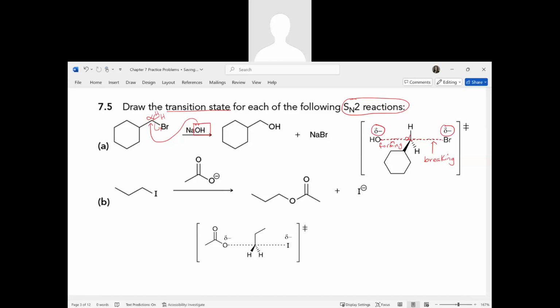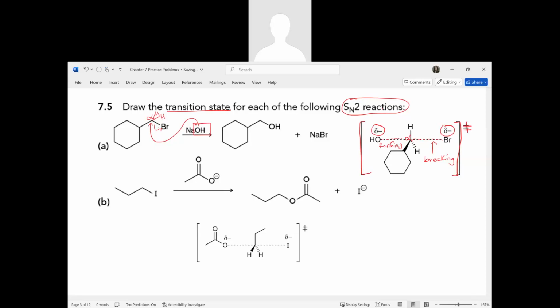And the only other thing that we failed to mention so far is that we have brackets around our transition state that we've sketched, and then this double dagger symbol. So altogether, we need to represent the molecule. We need to show the bromine and the bond breaking with that partial negative charge above, and then we need a partial negative charge on the nucleophile as that bond is forming.